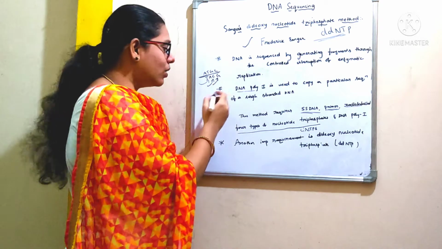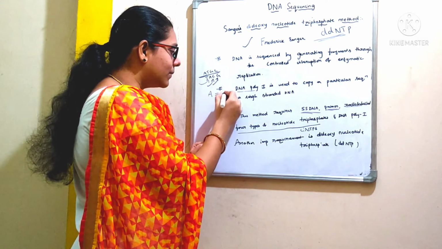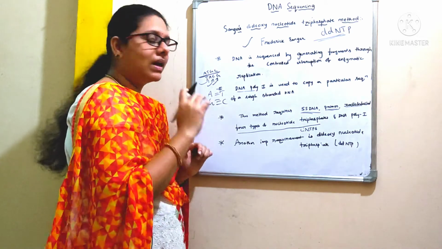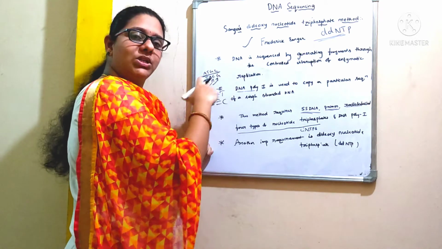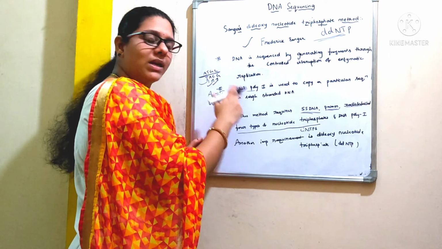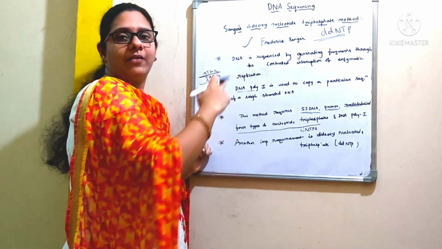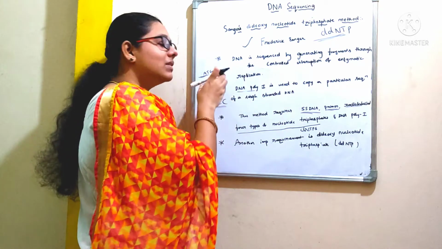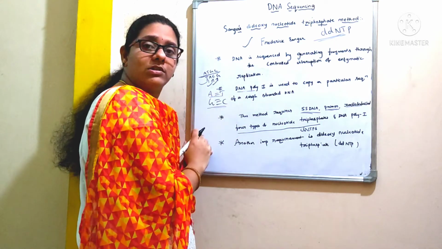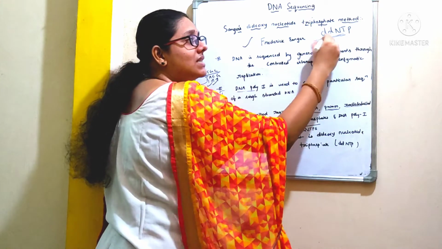You all know that adenine always pairs with thymine and guanine always pairs with cytosine, right? So based on the sequence information that is present on the template strand, this DNA polymerase is going to add one nucleotide after the other. In this way, the strand is synthesized. But here we are going to block the process of replication by using this ddNTP.